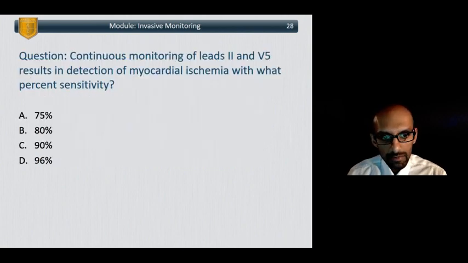I did put this in here because I'm not sure where they're going to stick this question if it shows up again. From years past, they asked about the sensitivity of detecting myocardial ischemia with leads 2 and V5, and the correct answer is 80%. You can increase this to 90% if you monitor just V5 and V6, and go to 96% if you monitor leads 2, V5, and V6 together.